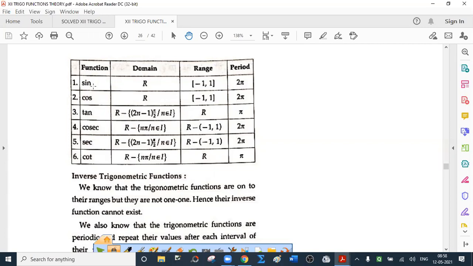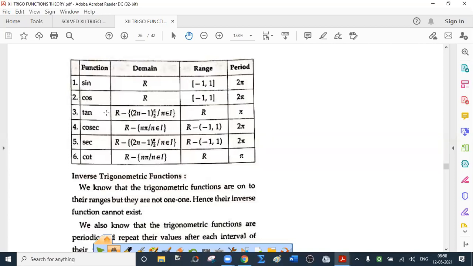What do you mean by a closed interval? In that case, the extreme values belong to the interval. So this is the range. Now the values of the sine function repeat after 2 pi radians, so the period of the sine function is 2 pi. What about the cosine function? Again, the domain is the set of real numbers and the range is the closed interval [-1, 1]. Period is 2 pi.